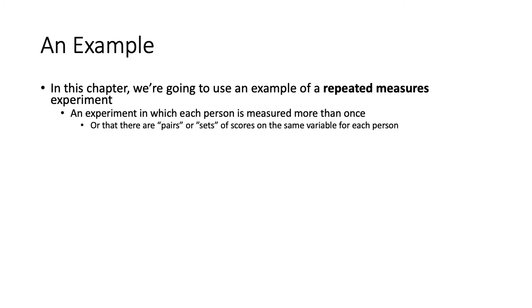In this chapter, we're going to use what's called a repeated measures design or a repeated measures experiment. This is an experiment in which we have a set of people as our participants, and we measure something about them more than once. In this particular repeated measures experiment, there are going to be 2 measurements, or each person is going to have a pair of measurements on the same variable.